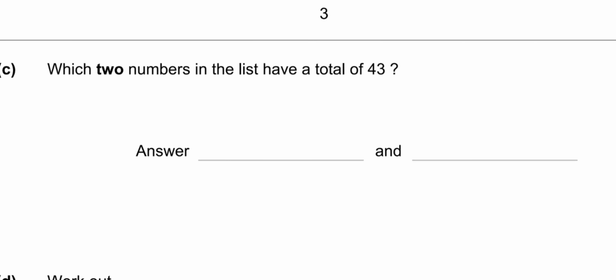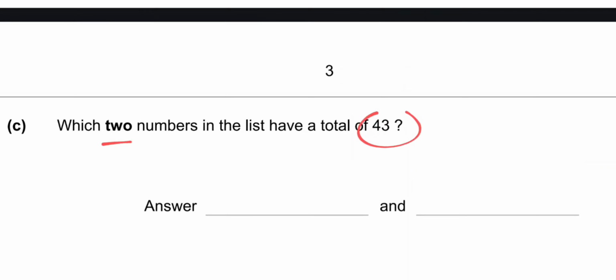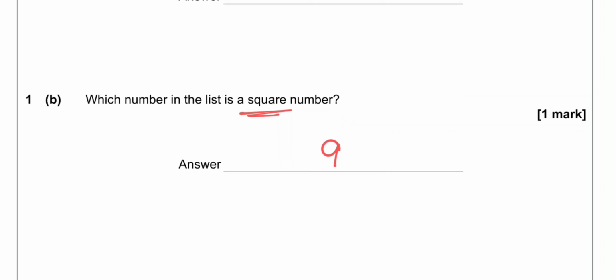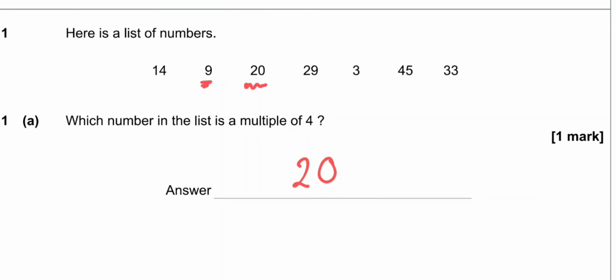Part C, over the page, that was a bit sneaky of them. 2 numbers that make a total of 43, so that's adding them. So best thing to do is just have a go. Pick one of the numbers, that's too high. Okay, 33, you'd have to add 10. That's not in the list, so it can't be 33.